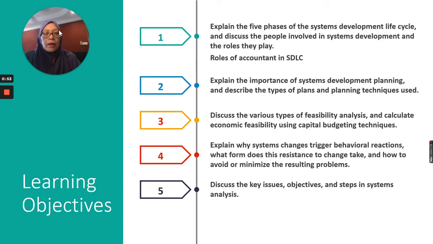The second learning objective is to explain the importance of system development planning, and describe the types of plans and planning techniques used. The third one is to discuss the various types of feasibility analysis and calculate the economic feasibility. The fourth learning objective is to explain why system changes trigger behavioral reactions, what form this resistance to change takes, and how to avoid and minimize the resulting problems.